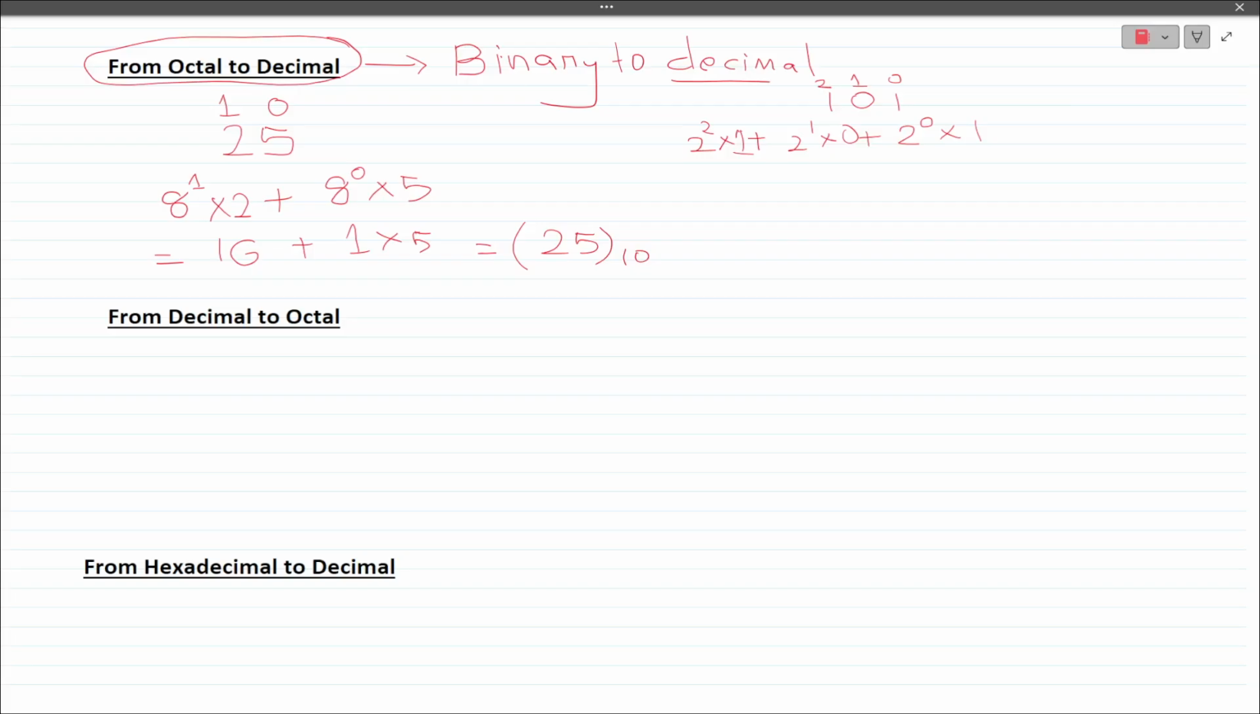Can't you see? I have just followed by remembering binary to decimal. I can now understand how to convert my octal to decimal number. See, I have just replaced 2 with 8, and now my things are done.